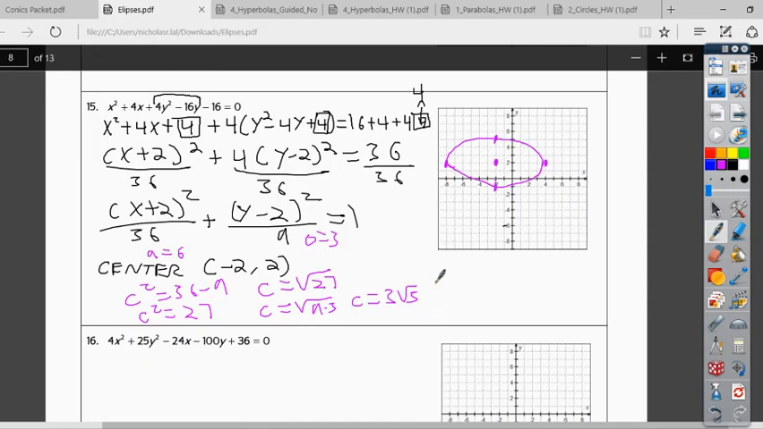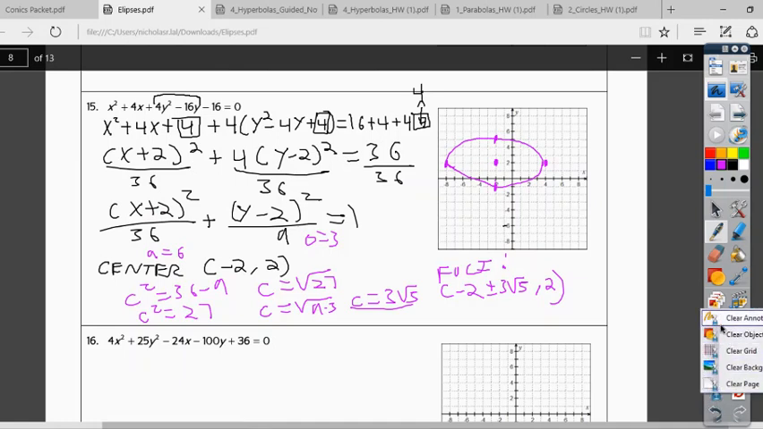And because it's horizontal, our center at -2, our foci, with this being c, our foci will be at -2 plus or minus 3 times the square root of 5, 2. Alright, so that's 15. Sorry about that, I misread the equation, but I was able to catch it.